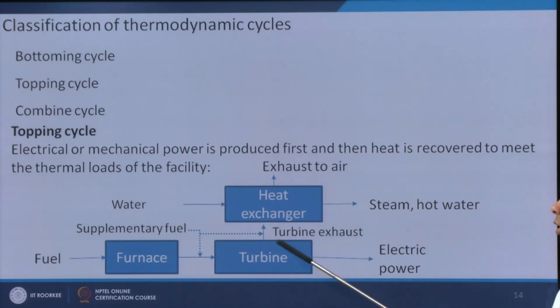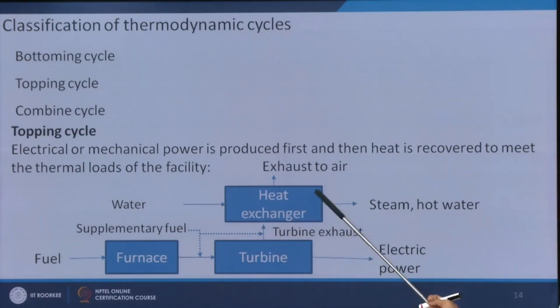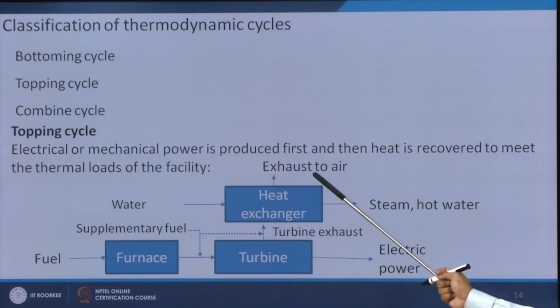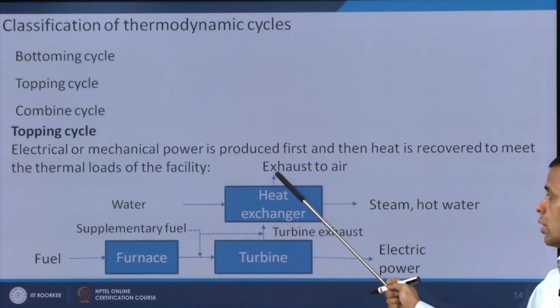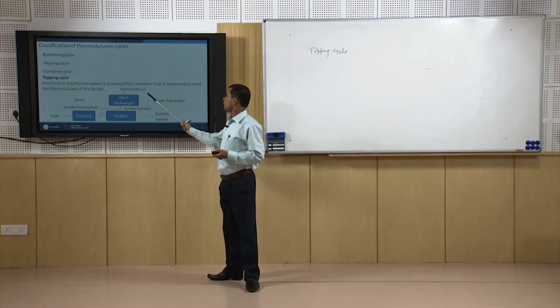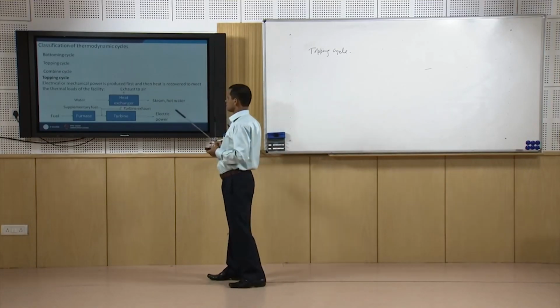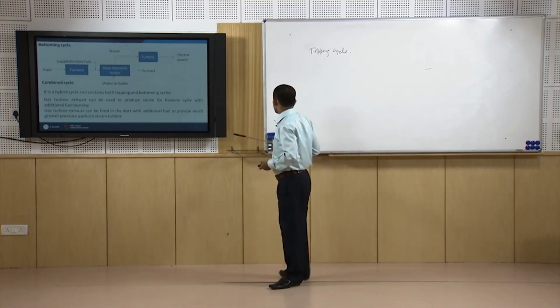Then the turbine exhaust will also have very high temperature, and this exhaust will be used for heat recovery, waste heat recovery. So, water will be sent through this heat exchanger or boiler and then we will get steam or hot water. Then the exhaust from this will go to air, and some gas cleaning is required here. So, this is your topping cycle and this is the bottoming cycle.